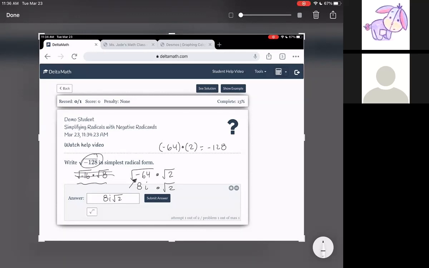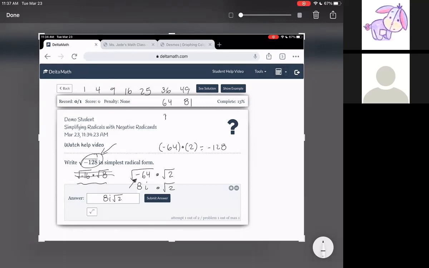And so why are we choosing the -64 and 2? Well, you want to try to find the biggest perfect square that fits into -128. And remember, perfect squares are like 1 squared, which is 1, 2 squared, which is 4, 3 squared, 4 squared, 5 squared, 6 squared, 7 squared, 8 squared, 9 squared. So you want to see if any of these numbers fit into the number they give us. And yes, you can play around with your calculator and see if any of these fit. Like if I did 128 divided by 81, that'll give me some decimal. So I know that 81 does not fit into 128.